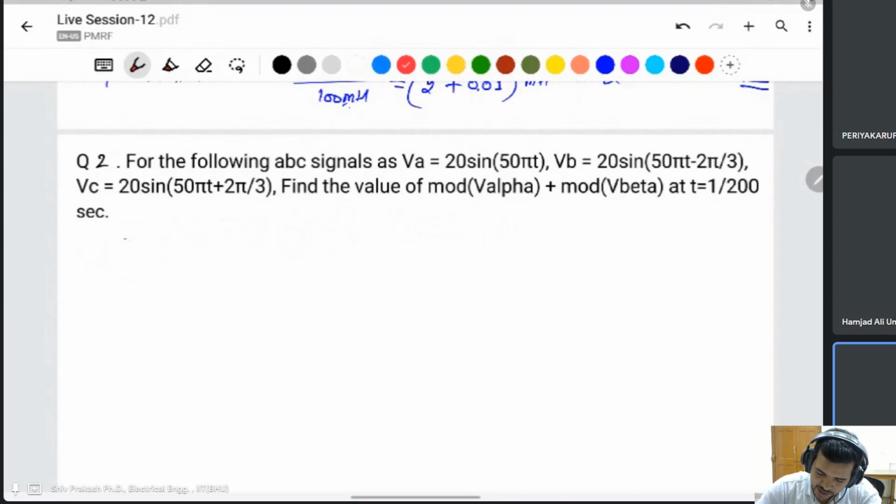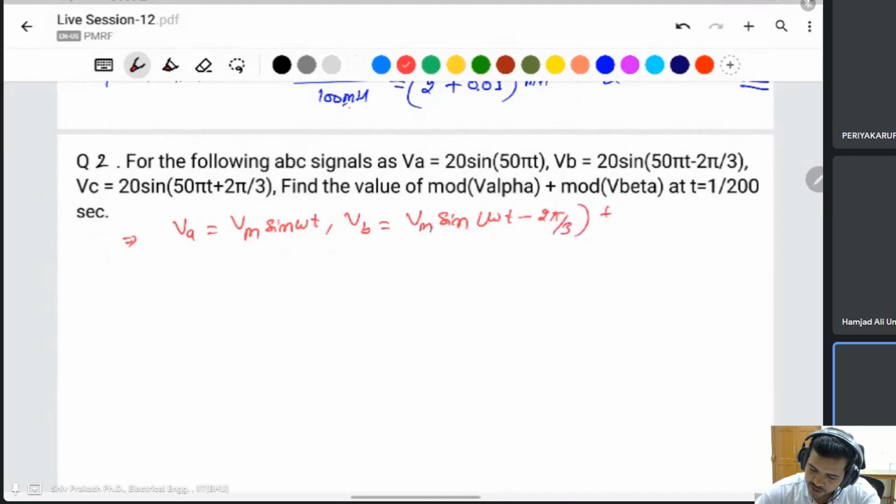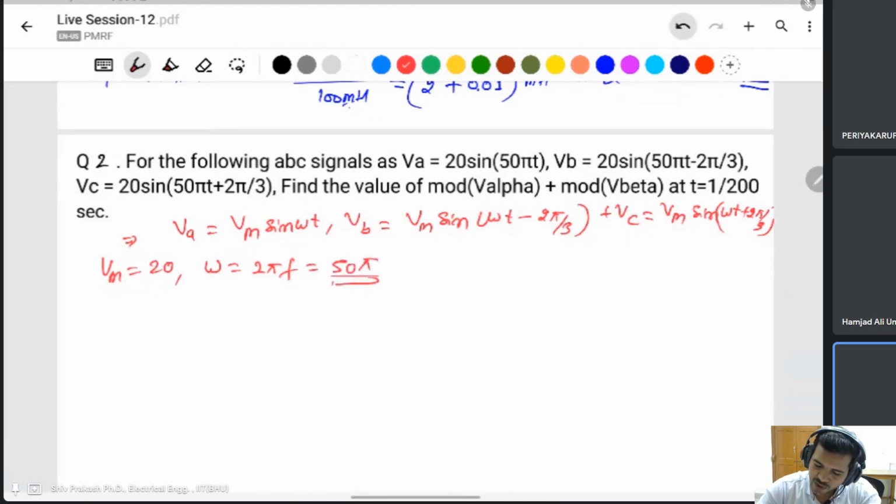I have simply written VA as Vm sin omega t, VB is Vm sin omega t minus 2 pi by 3, VC is Vm sin omega t plus 2 pi by 3, where Vm is 20 and omega is 2 pi f, which is 50 pi. 50 pi means the frequency is 25 hertz.